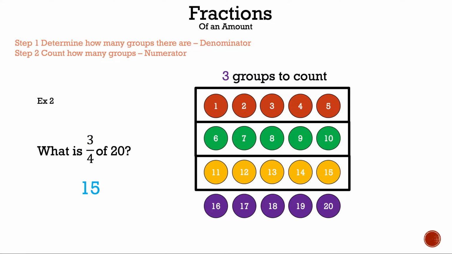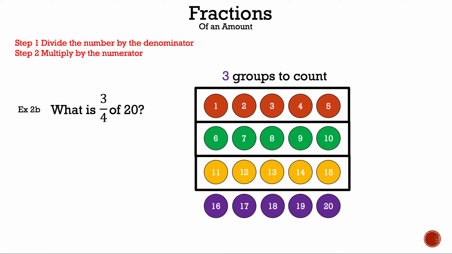Now let's do it the mathematical way. What is 3/4 of 20? So let's read step 1 and 2 again. Step 1, divide the number by the denominator. Step 2, multiply by the numerator. So let's do step 1, which is 20 divided by 4, which gives me 5. As you can look at the screen, each group is already divided in 5, so that makes sense.